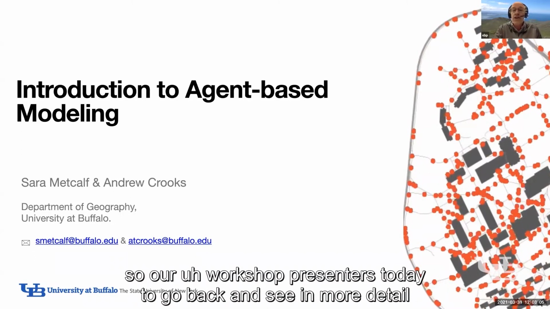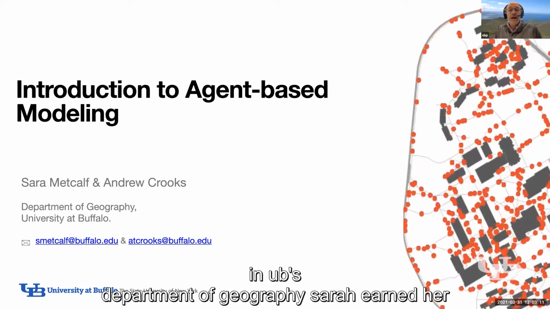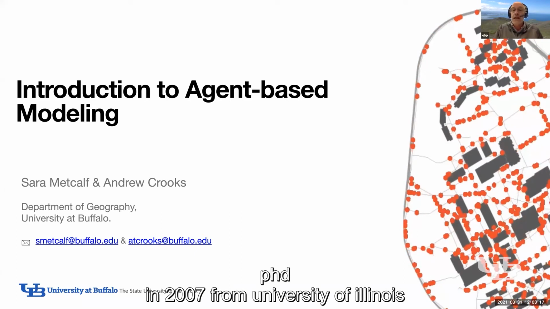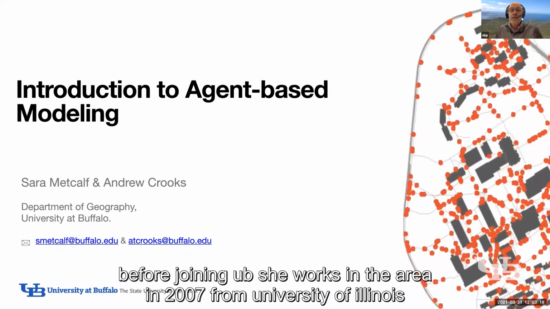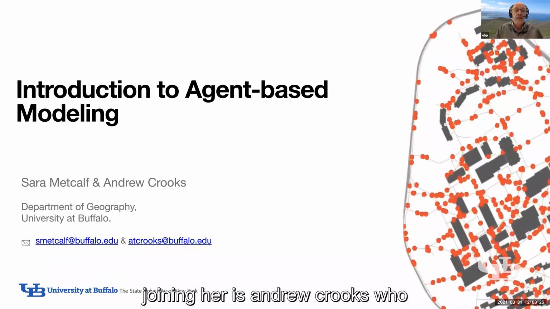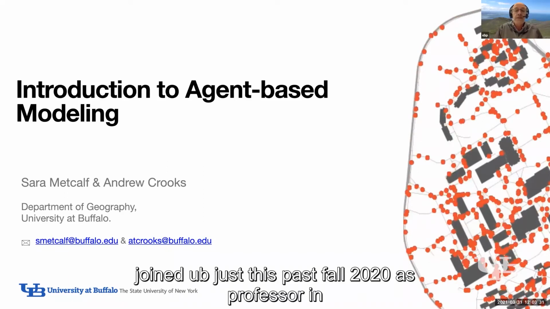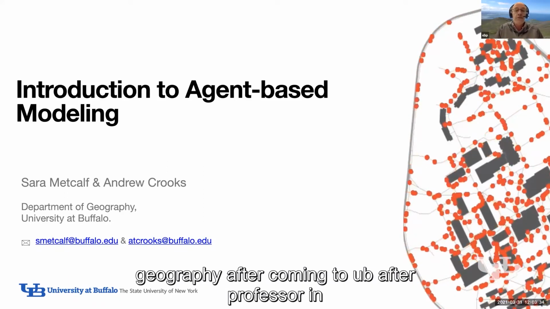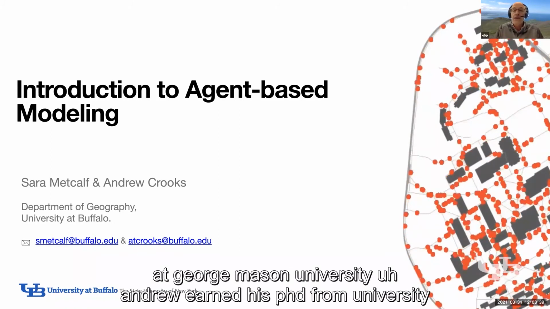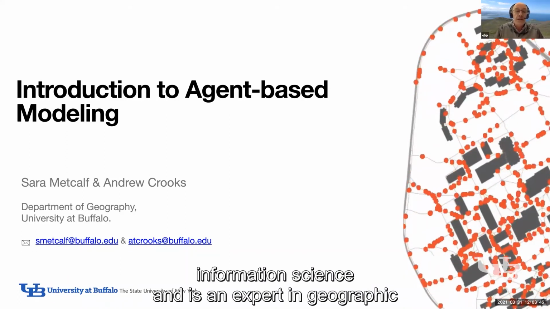So our workshop presenters today: Sara Metcalf is an associate professor in UB's Department of Geography. Sara earned her PhD in 2007 from University of Illinois before joining UB. She works in the area of dynamic modeling and system sciences. Joining her is Andrew Crooks, who joined UB just this past fall, 2020, as a professor in geography after spending several years at George Mason University. Andrew earned his PhD from University College London and is an expert in geographic information science.